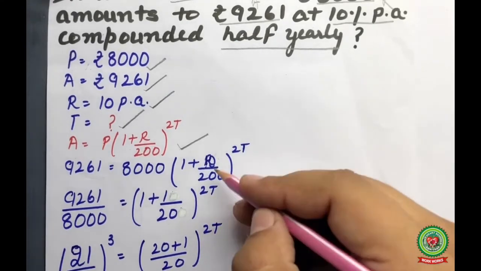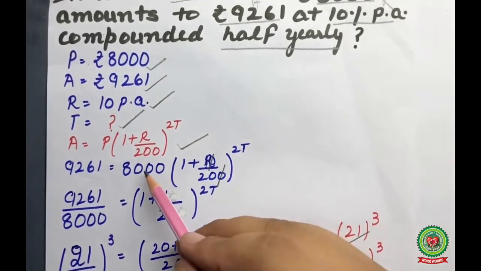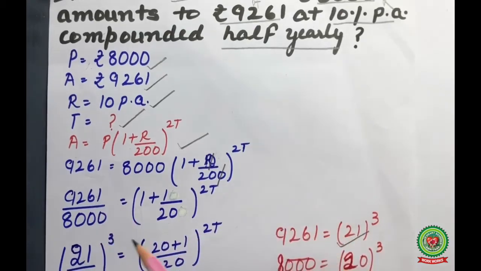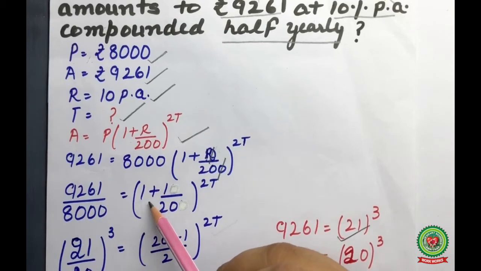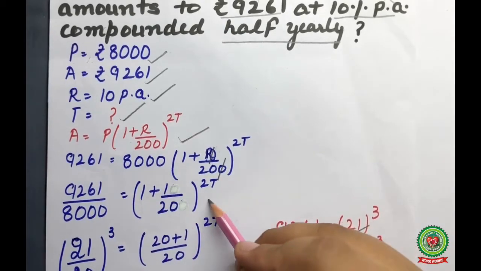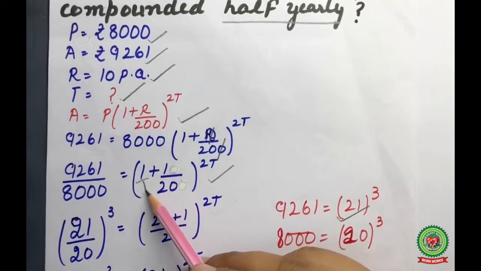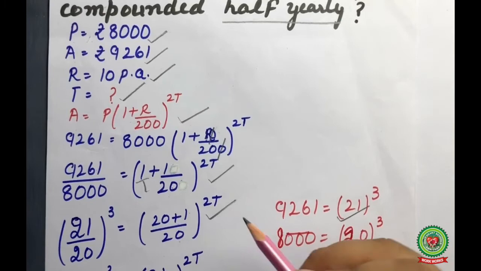Now we are going to do the cuttings of this 0 and this 0. And we are going to do the shifting of 8,000 to the other side. On shifting, we get 9,261 upon 8,000 is equal to bracket 1 plus 1 upon 20 raised to power 2t. Now we are going to take the LCM of 1 and 20. On taking LCM, we get 20 plus 1 upon 20 raised to power 2t.